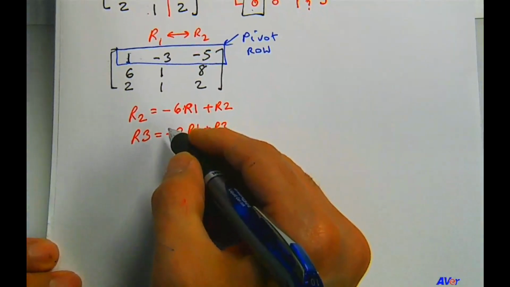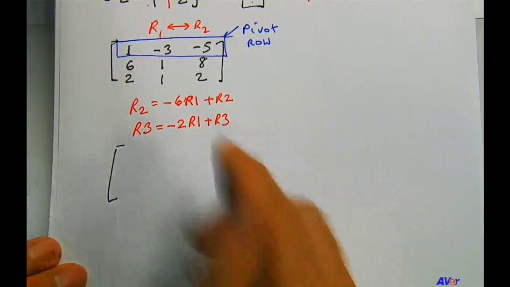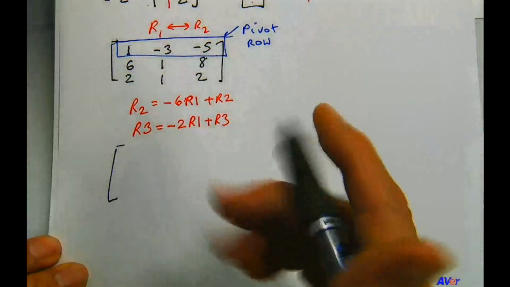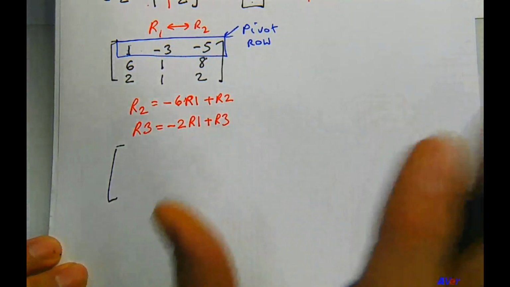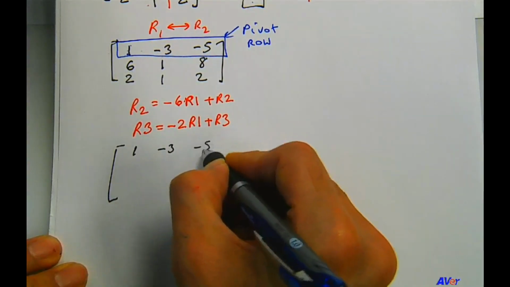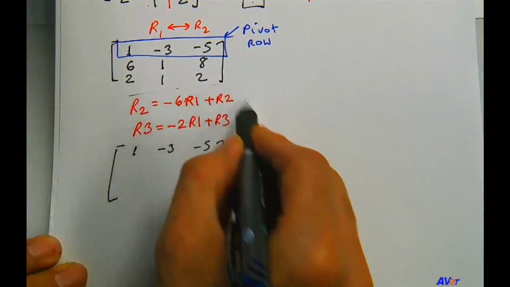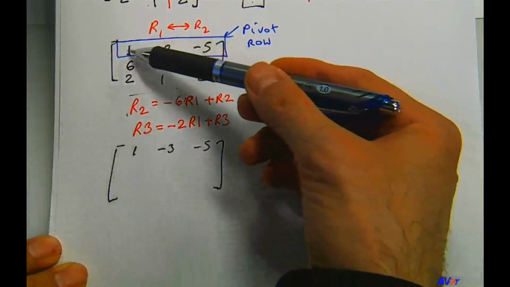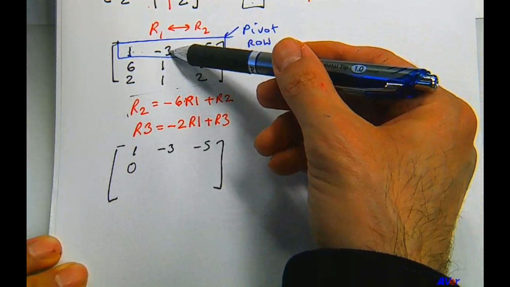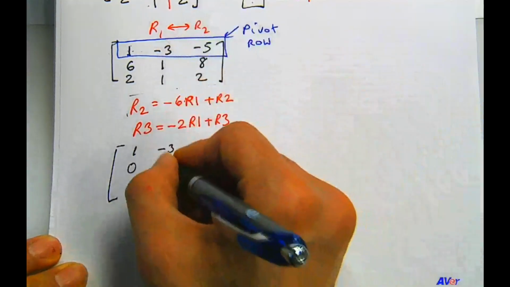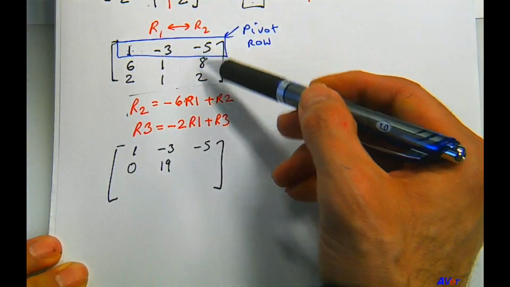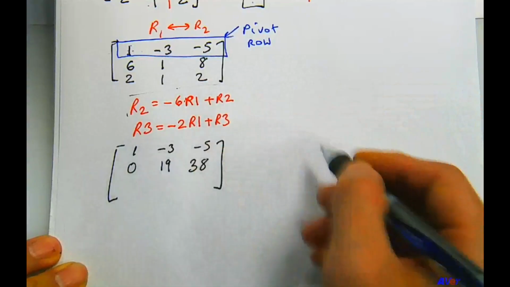All right, let's do that. Again, I'm assuming you've done all this and you're just comparing my solution with the one you have. If you haven't, please complete your solution and then come back to the video. Okay, 1, minus 3, minus 5, and then I'm going to do this operation first. Minus 6 times 1 is minus 6, plus 6, 0. Minus 6 times minus 3 is positive 18, plus 1, positive 19. Minus 6 times minus 5 is positive 30, plus 8, that's positive 38.